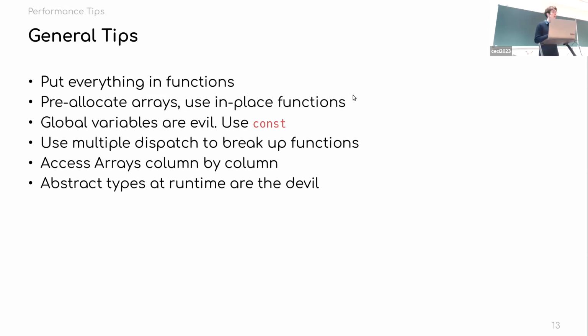Also, I mentioned this already, pre-allocate arrays and use in-place functions, because allocating memory in the middle of the program is something that can slow it down, so it's usually better to just do a big allocation at the start and modify memory. This should be true regardless of any language. Global variables are evil. Use const if you can. So const is a way to define a variable as something that will never change in the program. And that way it's a bit safer.